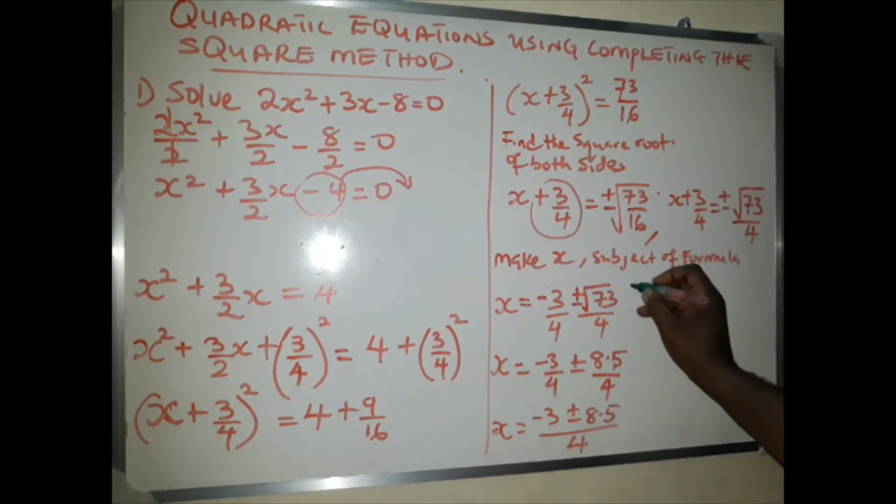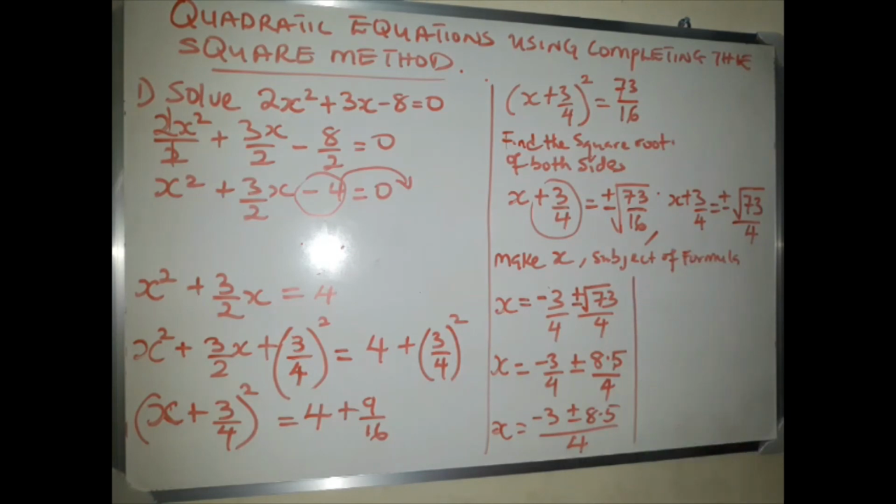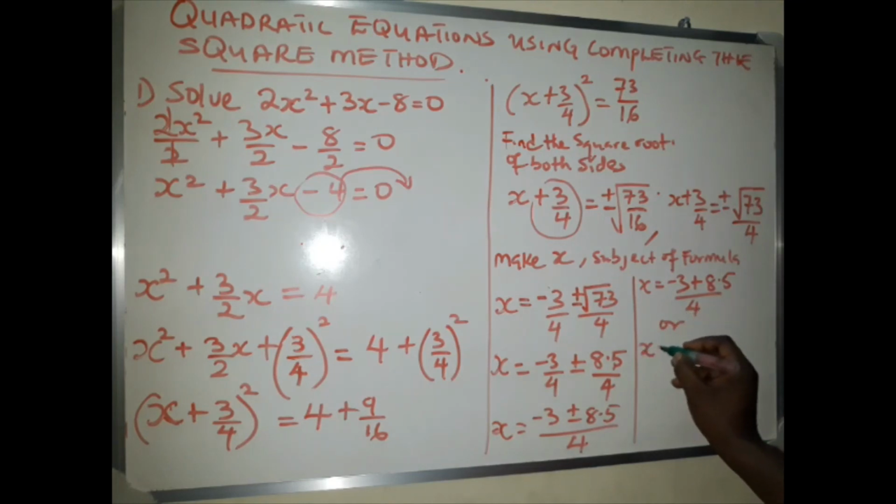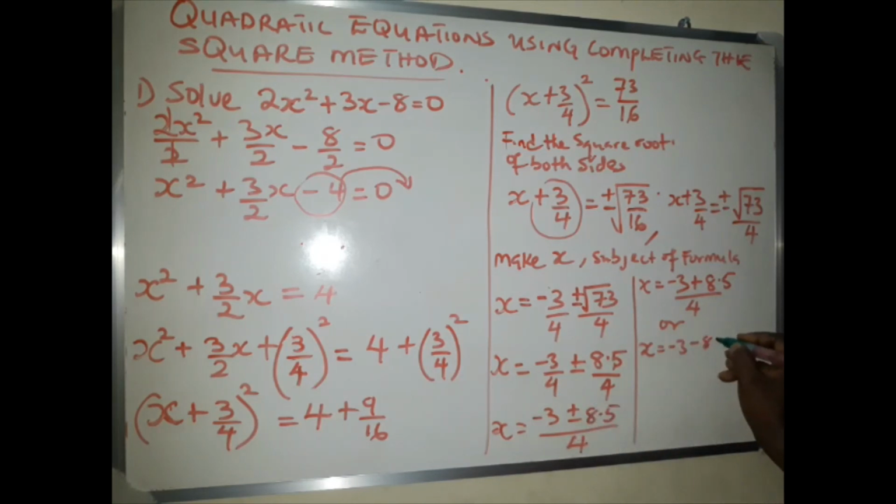So now, remember we're dealing with quadratic equations, which means that we're going to have two answers, right? So now we're going to split this into two so we can get our two different answers. The first one is x is equals to minus 3, let's take the positive first, plus 8.5 all over 4, or x is equals to minus 3 minus, take the second one, which is minus here, 8.5 all over 4.